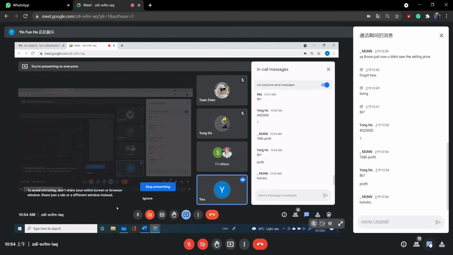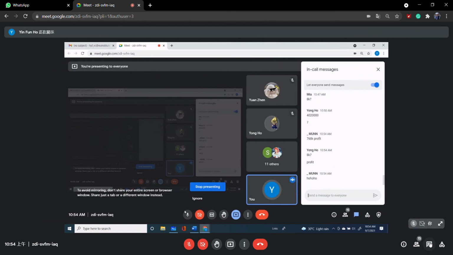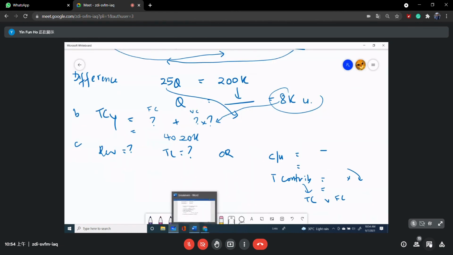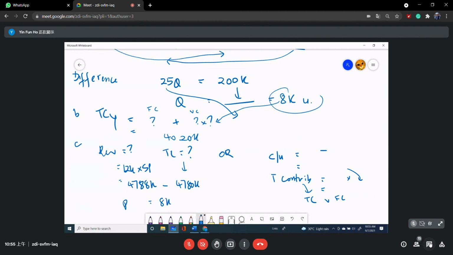So let's go to the board. 8,000 is correct. So we have 2 methods. Revenue comes from the number, 12,000, times the selling price. Is that clear? And then what's the revenue? Your revenue is 4788. Then total cost you work out is 4780. So big minus small, this minus this. So 8K profit.